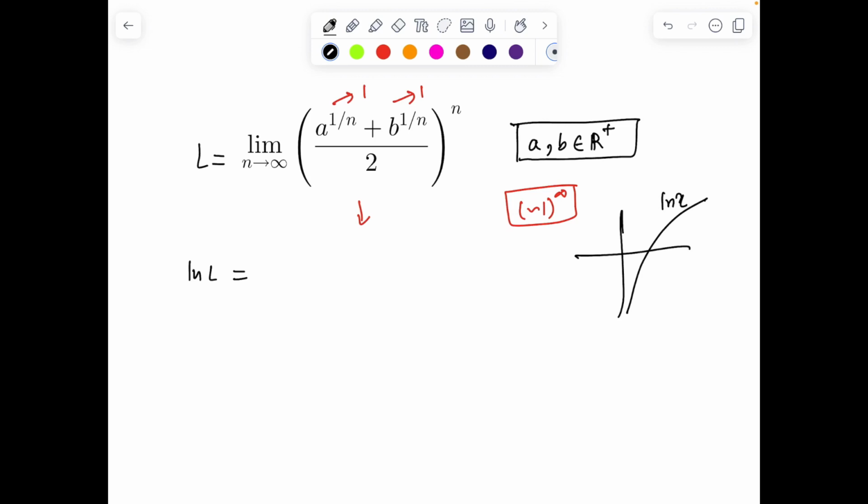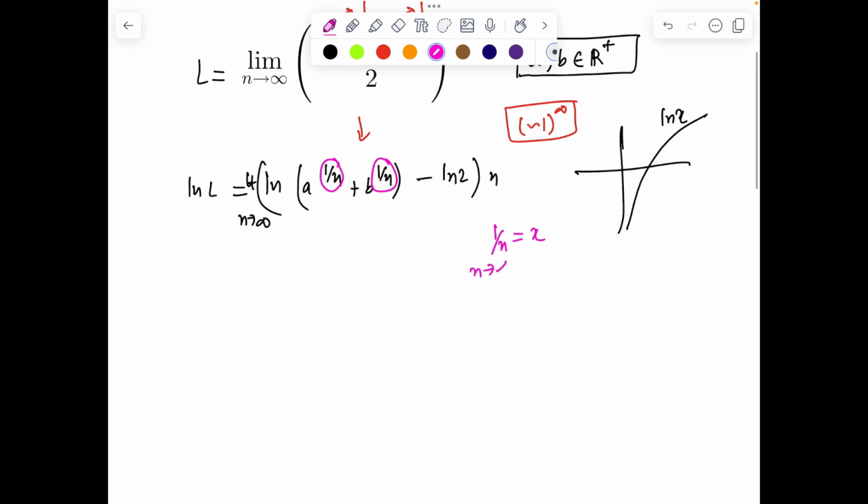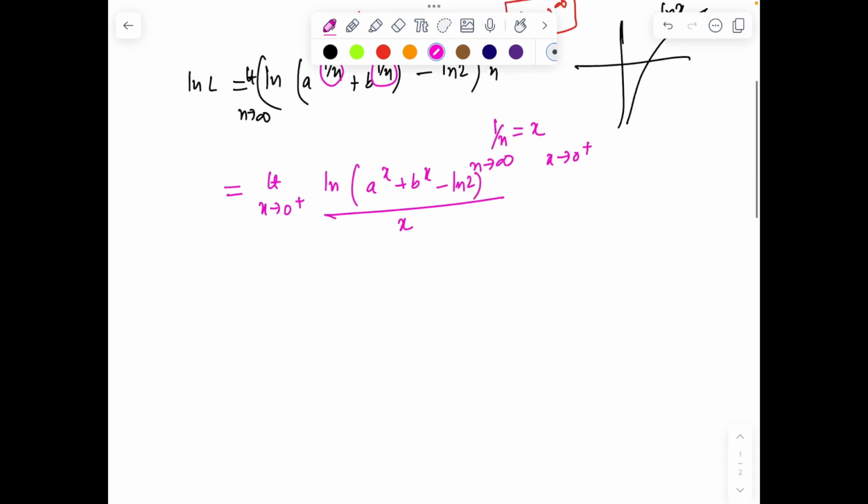So using that continuity philosophy, what I can do is log, we have a to the power 1 by n plus b to the power 1 by n minus ln 2, times n, and limit n tends to infinity. Right? Now since 1 by n is dominating in the system, I'm tempted to use a new substitution, 1 by n equals x. When n is tending to infinity, x will tend to 0 plus. So now our limit gets converted to limit x tends to 0 plus of ln of (a to the power x plus b to the power x) minus ln 2, and n is divided by x.